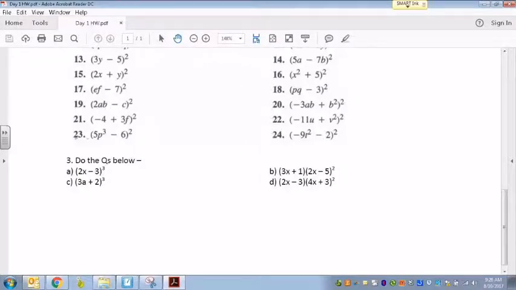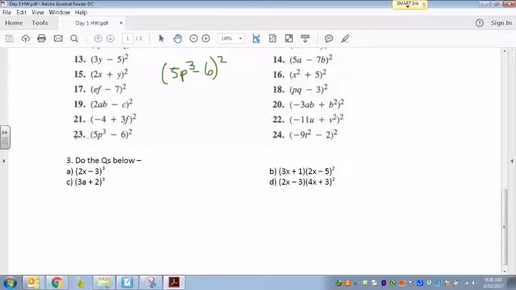Alright, so I did my intro video on multiplying binomials and things like that. Let's go ahead and do a few more difficult examples here. Let's do something where the exponent is raised to another exponent, like number 23. So here, 5p cubed minus 6, all squared.